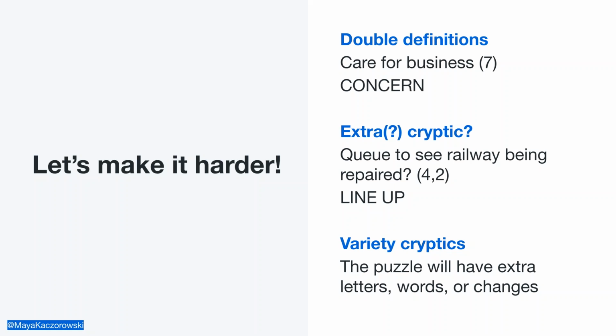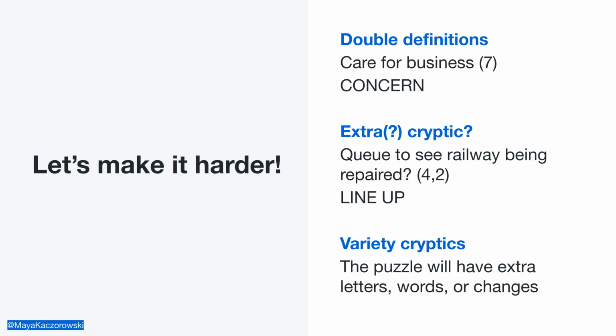So there's a couple of extra twists that you can take to make cryptics even more complicated. First are double definitions. In this case, clues might have no wordplay at all, but two words that have the same meaning. So for example, in here, care for business, care for and business are both concern. So the answer is just concern.